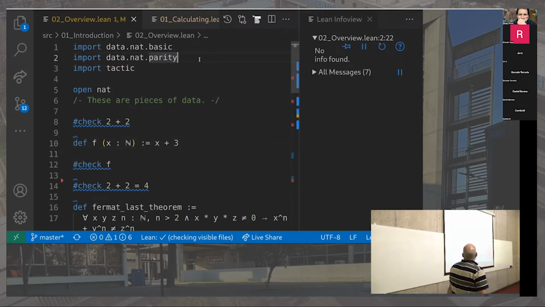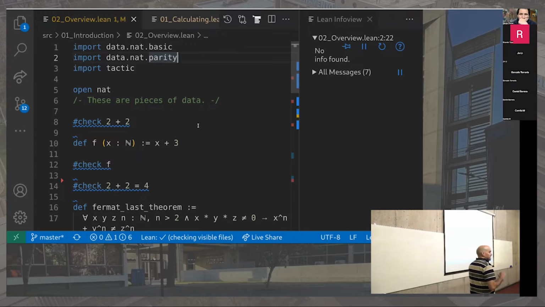So the first, just ignore the first lines, import and so on. This is just to start using a little bit the library, but just forget about that. So the first important thing to understand in Lean, and this is maybe the only tricky part, is that in Lean any expression, I mean anything, has a type.